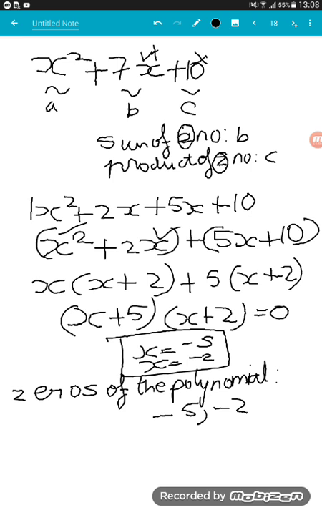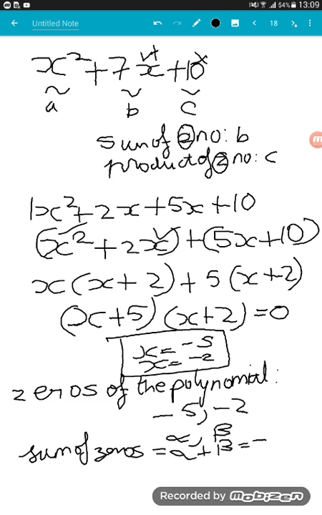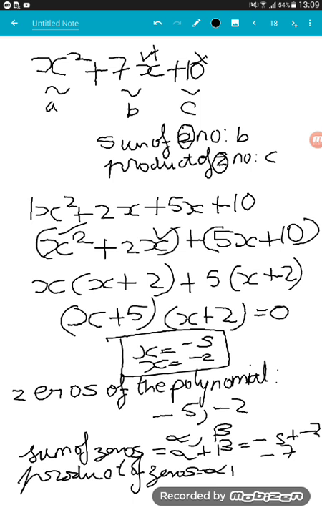Now if we do not know the zeros of the polynomial, we will represent them as alpha and beta. So the sum of the zeros we will calculate first. Alpha plus beta is equal to minus 5 plus minus 2, which is minus 7. And the product of the zeros, alpha into beta, we can represent as alpha beta, it will be 10. Minus 5 into minus 2, minus into minus is nothing but plus 10.